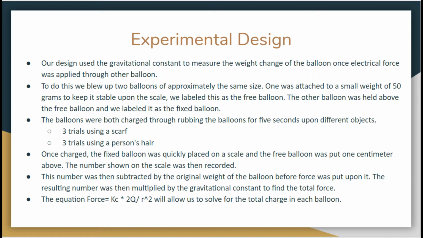The balloons were both charged by rubbing them for 5 seconds on different objects: 3 trials using a scarf and 3 trials using a person's hair. Once charged, the free balloon was quickly placed on the scale, and the fixed balloon was put 1 centimeter above. The number shown on the scale was then recorded. This number was then subtracted by the original weight of the balloon before force was put upon it. The resulting number was then multiplied by the gravitational constant to find the total force.